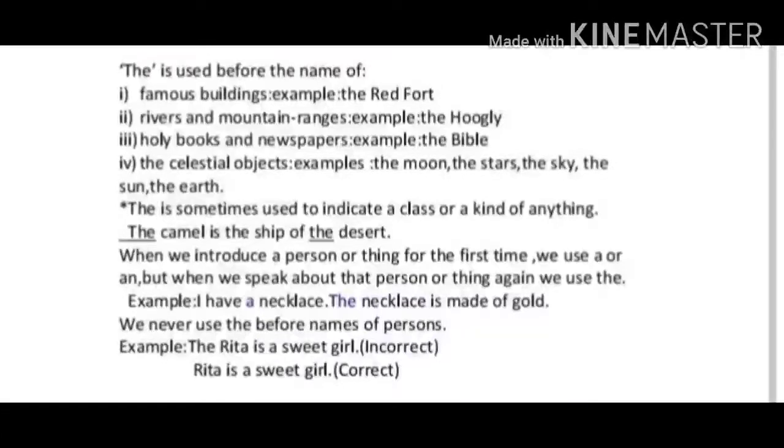Now, students, when we introduce a person or thing for the first time, then we use a or an. But when we speak about that same person or thing again, we use the. Like, for example, I have a necklace. The necklace is made of gold. Okay students, I hope I am clear with the example.